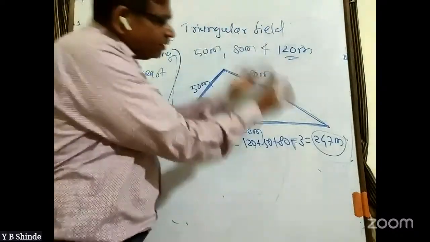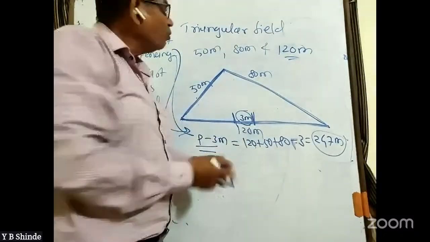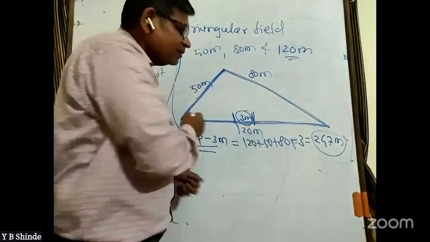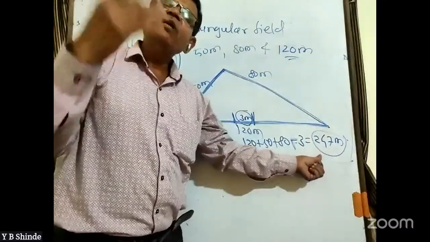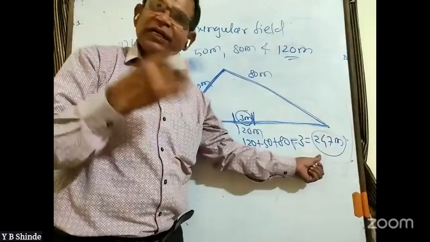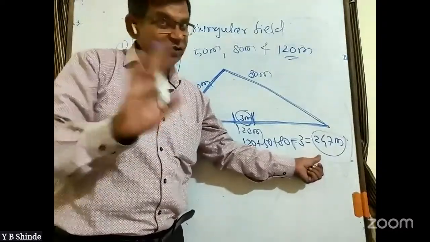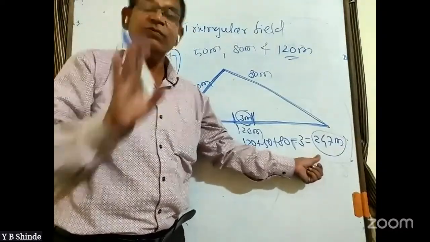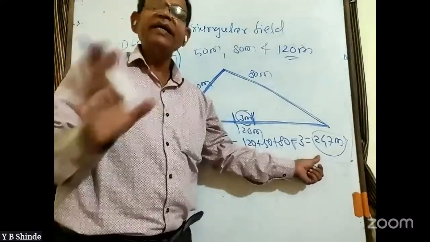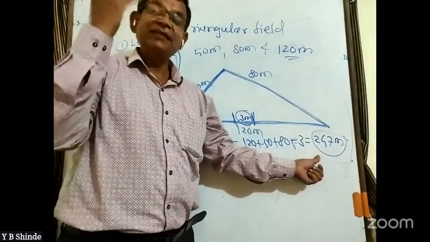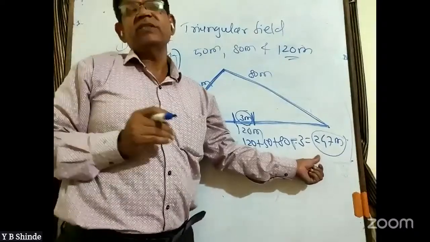Now there may be another question: what is the cost of fencing? Well, 1 meter costs some rupees, then you will use the unitary method, one to many. This is not today's part. Today we are only applying how to find area, volume, and so on. Next lecture we will see the next version of the problem.